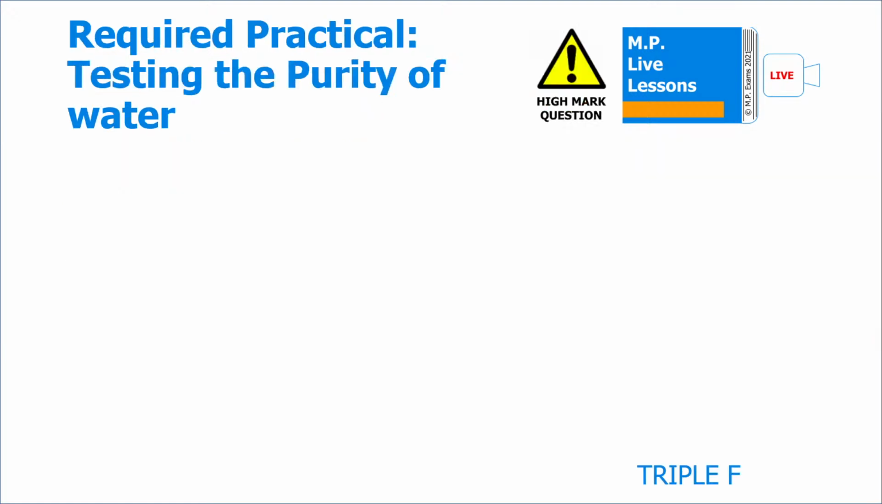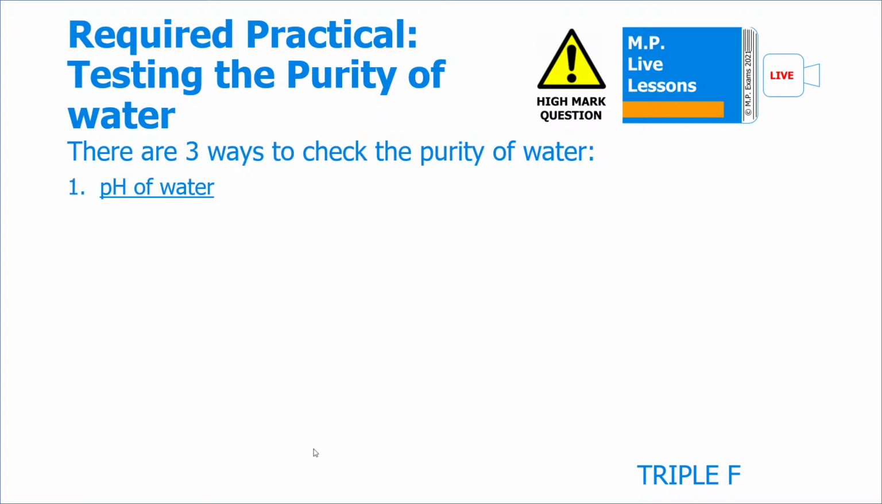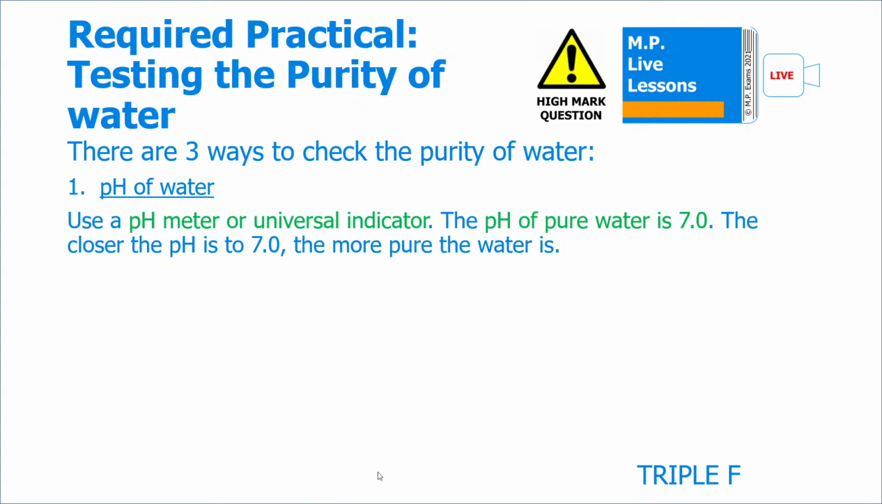Now, triple foundation need to have a required practical on testing the purity of water. This is likely to come up on the exam. There are a few ways to check the purity of water. First is the pH of water. Use a pH meter or universal indicator. You should expect pure water to have a pH of 7.0. The closer the pH is to 7.0, the more pure the sample of water is.